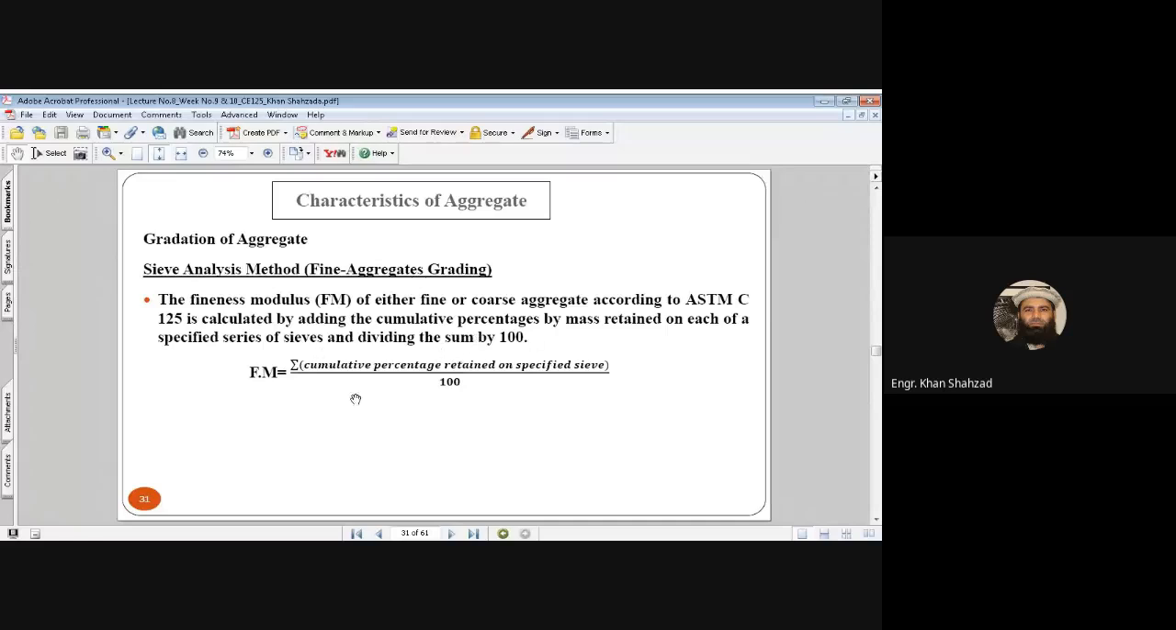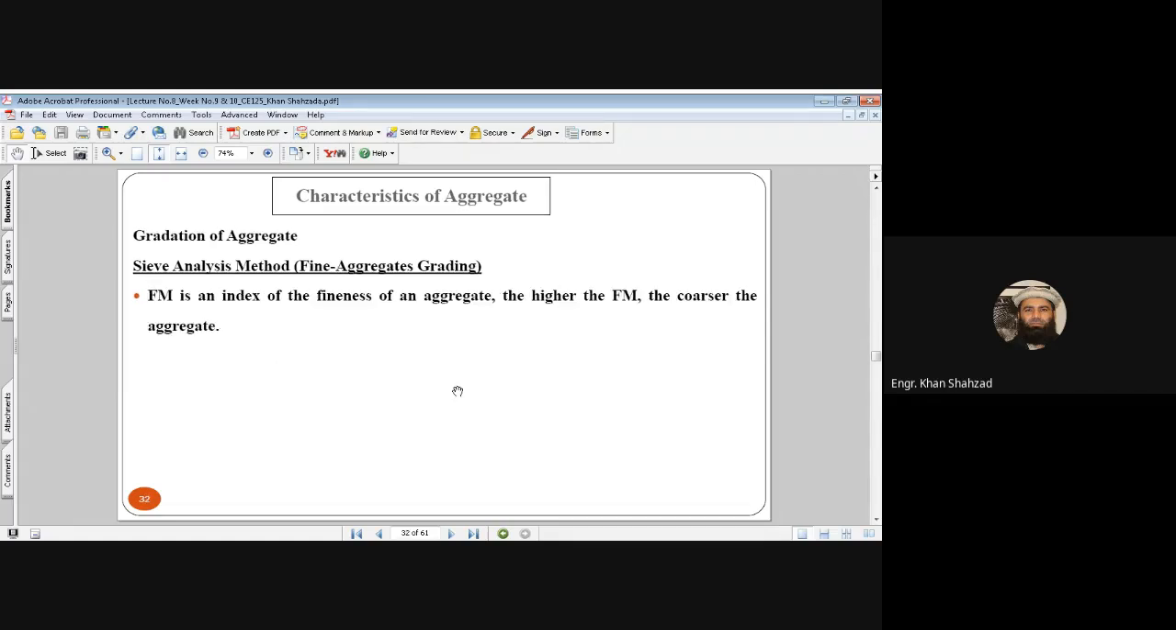So how can we calculate the fineness modulus? The fineness modulus is a number which we can get from the sieve analysis. And how can we get it from the sieve analysis? क्या करेंगे? जमा करेंगे. We have to sum up all the cumulative percentage retained on specified sieves, and then we have to divide it by 100. You will see this in tabular form in the next slide.